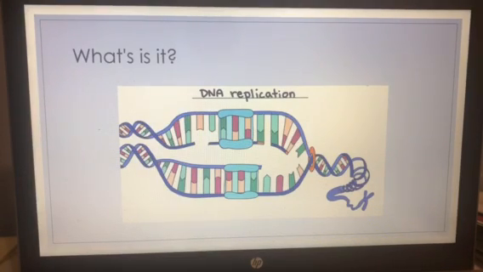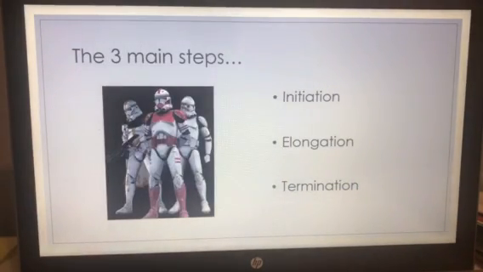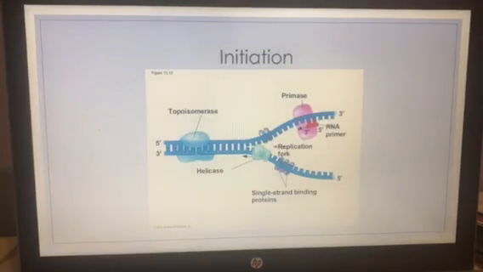It's in the name. There are three steps that make up DNA replication: the initiation step, the elongation step, and the termination step. First, we're going to talk about the initiation step.